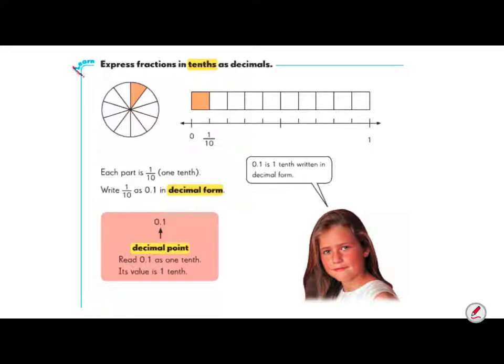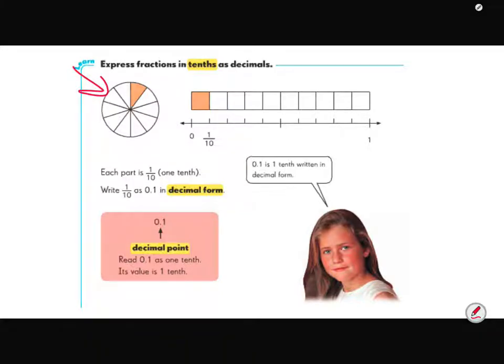Here is one way to show a tenth, which is just 1 out of 10 colored in. Another way is 1 bar out of 10 colored in. Or we're going to talk about number lines, and it is the first hop out of 10 hops, okay? So a tenth is written in chapter 6, with fractions, as 1/10, and now we can write it as a decimal. The reason is because there is a 1 in the tenths place.